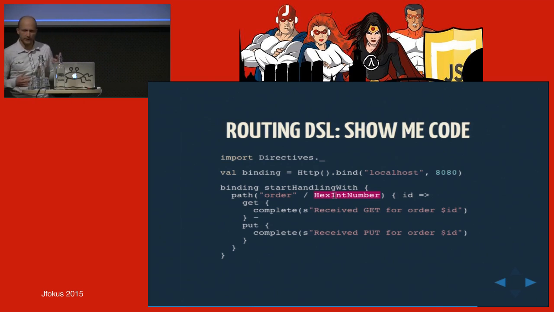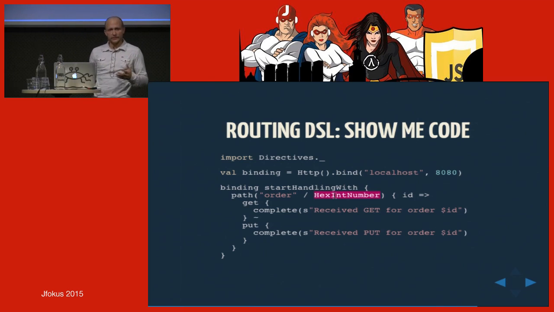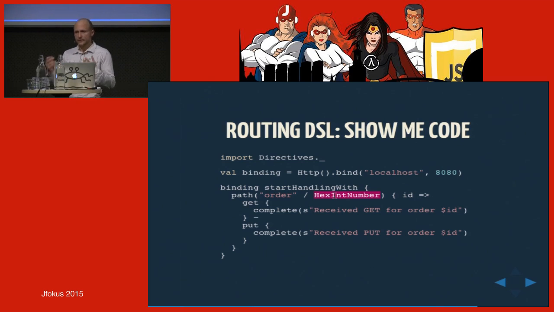this trouble of figuring out, is that a legal integer? Is there an overflow? Is there anything? If it's not a legal hex integer, then the client will see a proper error message saying, status code 400, bad request. Your thing is not an integer, or your thing is not hex encoded. And this is nice, so you don't need to deal with that.